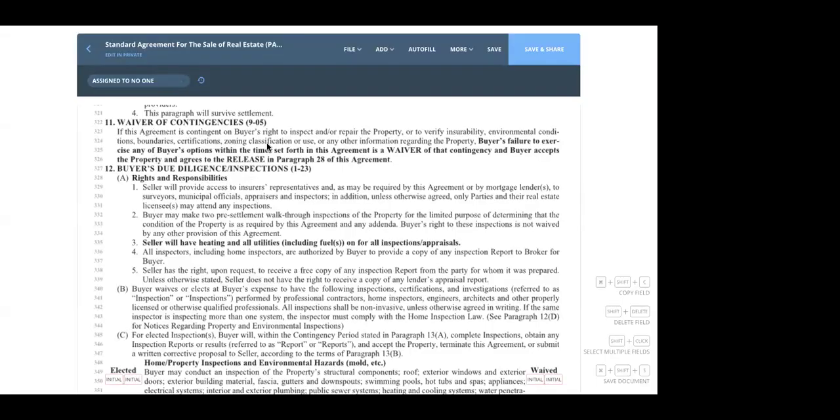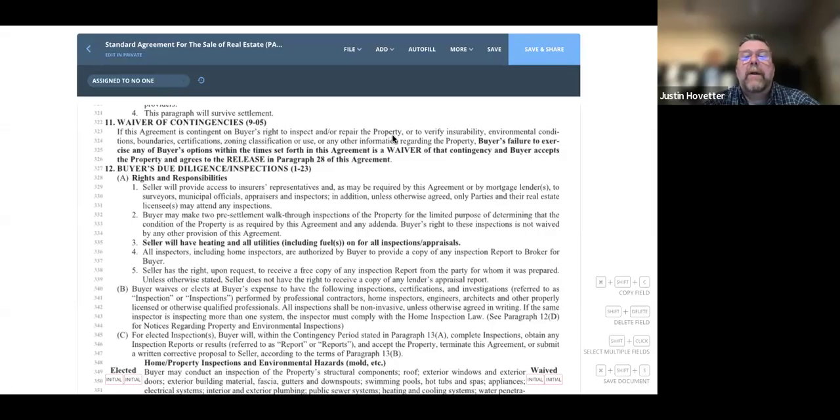If this agreement is contingent upon the buyer's right to inspect or repair the property, I want to read that sentence again. If this agreement is contingent on the buyer's right to inspect and or repair the property, or to verify insurability, environmental conditions, boundaries, certifications, zoning classifications or use, or any other information regarding the property, the buyer's failure to exercise any of the buyer's options within the time set forth in this agreement is a waiver of that contingency, and the buyer accepts the property and agrees to the release in paragraph 28.